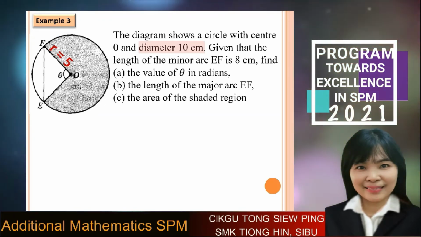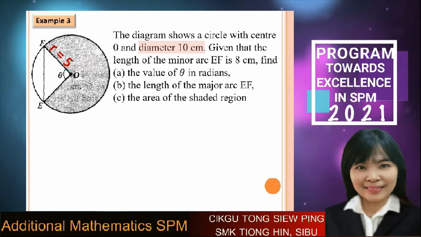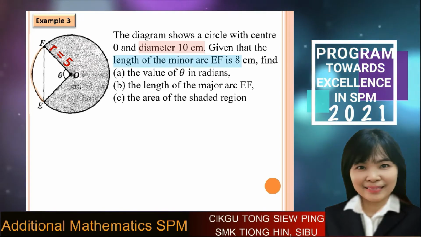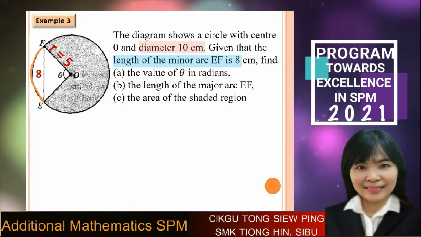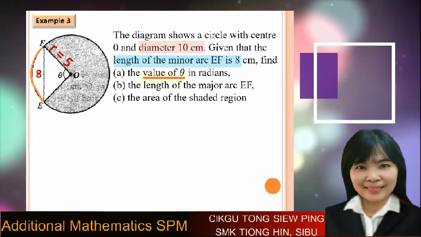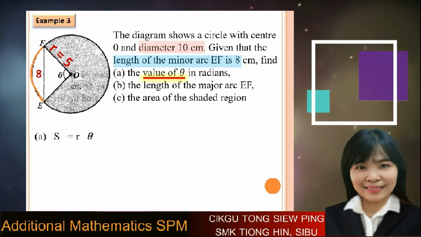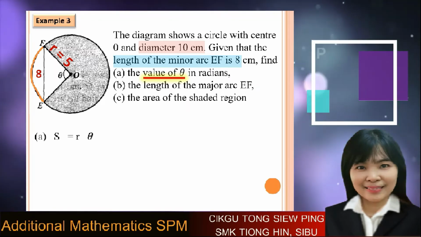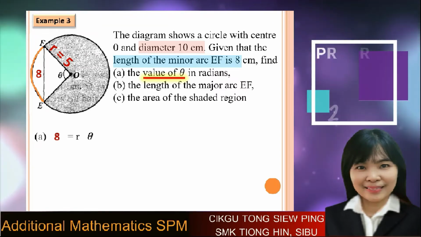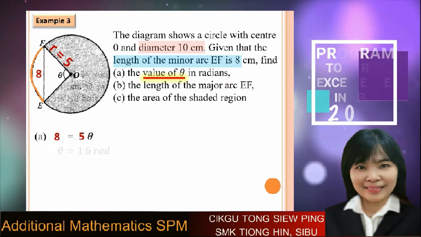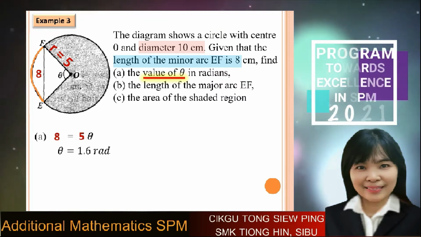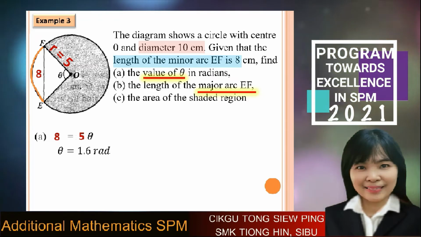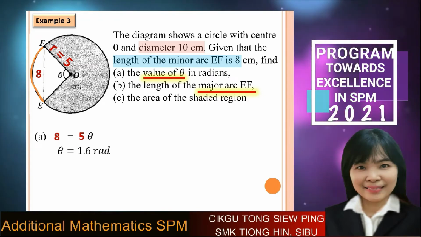Example 3. The diagram shows a circle with center O and diameter 10 cm. That is, radius equal to 5. Given that the length of the minor arc EF is 8 cm, find the value of theta in radians. So, we use the formula S equal to R theta. We substitute S equal to 8 and R equal to 5 into the formula, and solve for theta, we get 1.6 radians.